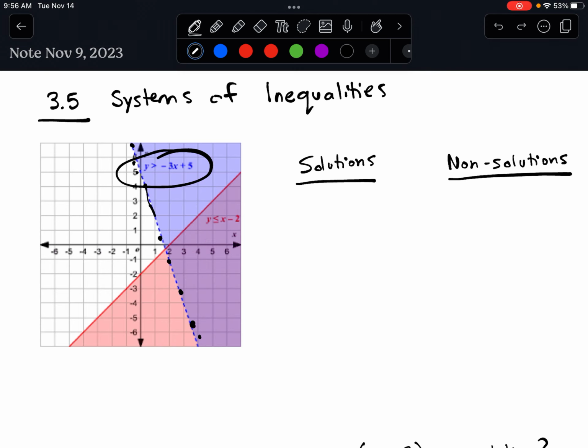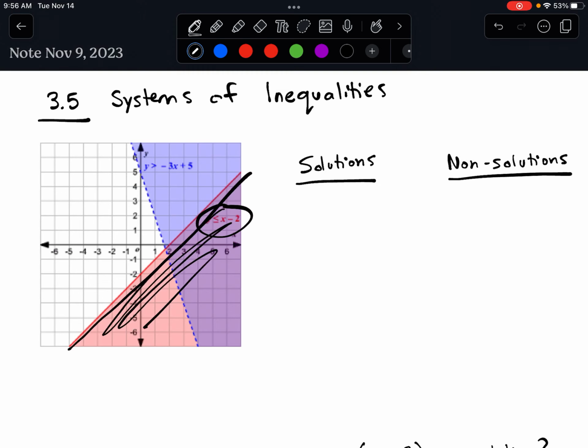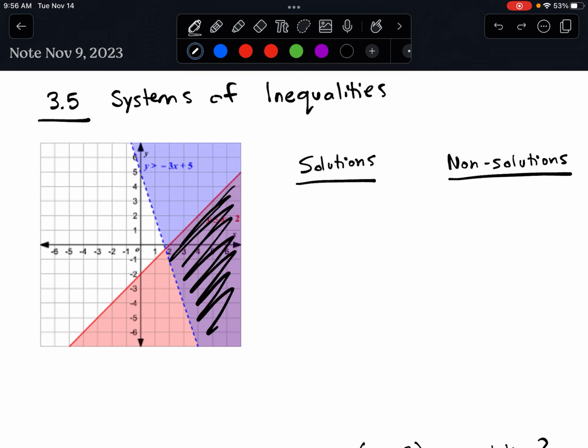And we can also look at the graph of y is less than or equal to x minus 2. That's this red solid line. Less than or equal to, we're going to shade below. So we kind of have this blue shading and this red shading, and we have to pick a point that applies to both of these statements. So solutions are going to be in any area that is shaded both times, twice, all right? So notice it's like kind of a purple section with the red and the blue.